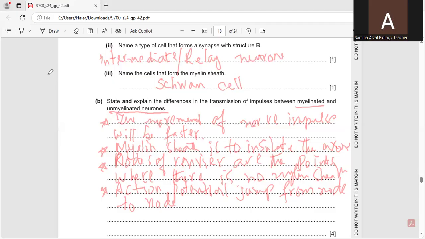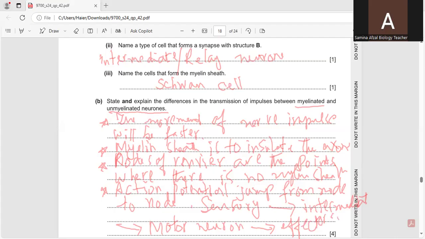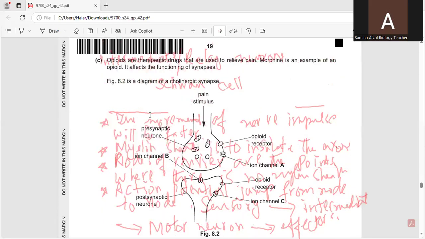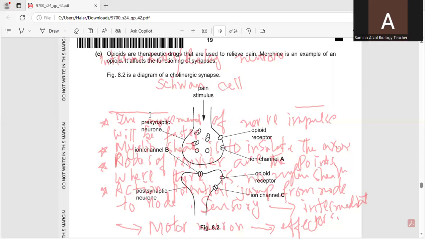So in this way, the action potential will take place from sensory to intermediate, and from intermediate to motor to effectors. So in this way, the nerve impulse will move, and the differences between the unmyelinated and myelinated sheath will take place.